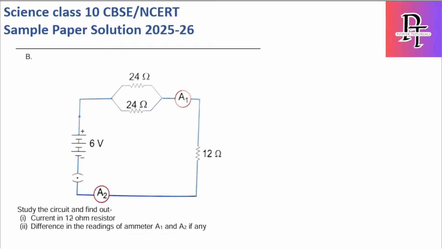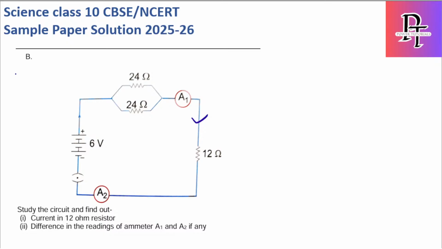They're asking current in 12 ohms resistor. Okay, so this value they're asking. So this question is 6 volts. We have a source and we have two resistors in parallel, 24 and 24. We have an ammeter here, and then we have another resistor which is 12 ohms. They are asking me to find what is the current in the 12 ohms resistor.